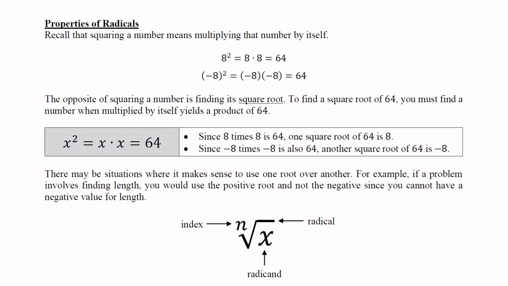And just a reminder that when we're talking about radicals, your index is the number on the outside of the radical. If it's not present, it's understood to be 2, which is the square root. Inside the radical, you have the radicand, and then the symbol itself is the radical. So a square root is a radical with an index of 2.